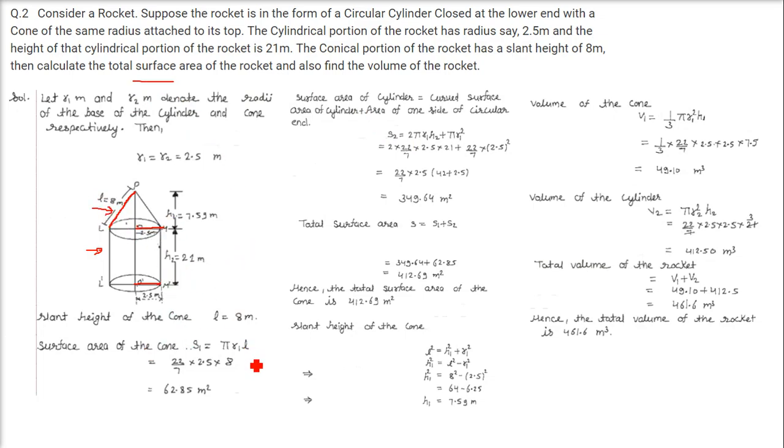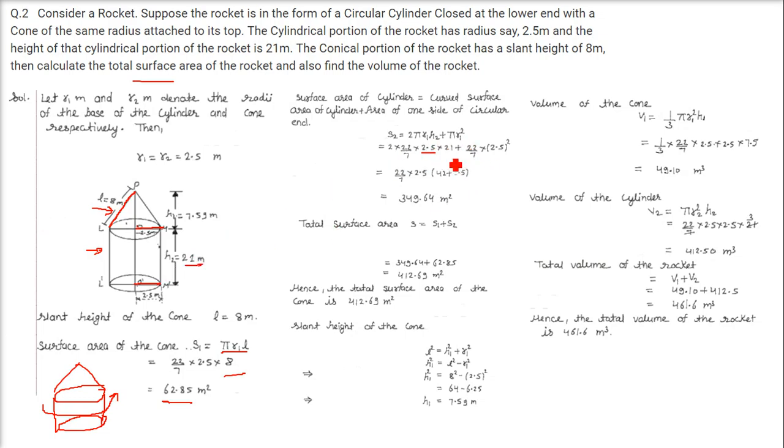What is the surface area? This surface area of the cone is pi into r into L. Pi is 22 by 7, r is 2.5, and both of them have the same radius. And then L is the slant height. It is 62.85. Now what is the surface area of the cylinder? Because this is covered by the cone, we don't take this one, but we'll take the curved surface area along with this base. So 2 pi RH and pi r square. So we have to add this.